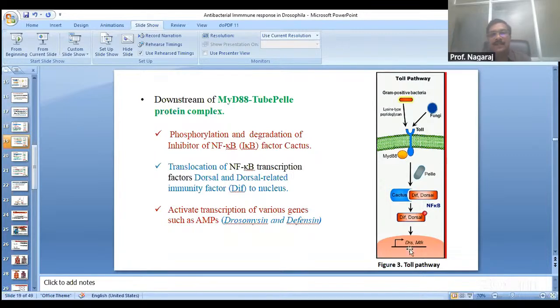And then downstream, when the complex is formed like this, it gets phosphorylated and there is degradation of the inhibitor of NF-kappa B, cactus. And then you see the translocation of the factors called dorsal and dorsal-related immunity factor, DIF, into the nucleus. And then you see the activation of transcription of various genes such as drosomycin, DRS, and defensin is another gene.